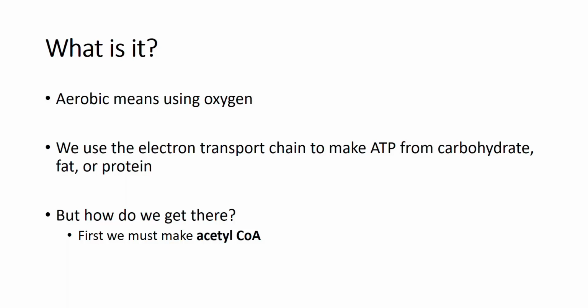No matter what substrate we start with, whether it's carbohydrate, fat, or protein, we are going to use the electron transport chain to make ATP from it. But before we're able to use the electron transport chain, we need to first make acetyl-CoA. So even though there are going to be the same steps of making ATP from carbs, fats, and proteins, the steps preceding the Krebs cycle and the electron transport chain are going to be a little bit different. The following slides are going to explain these different steps.